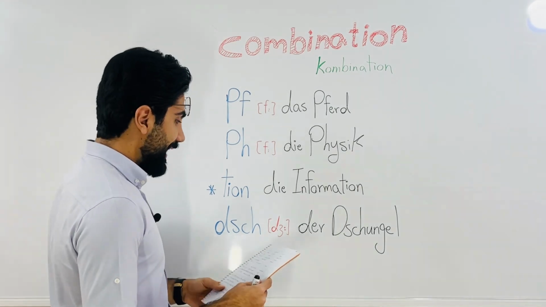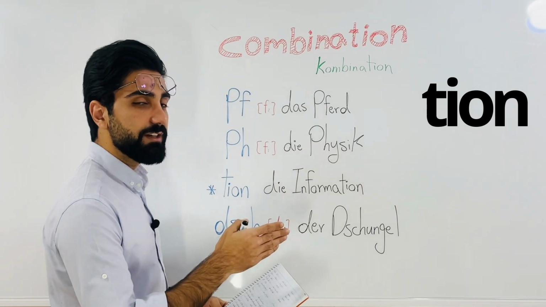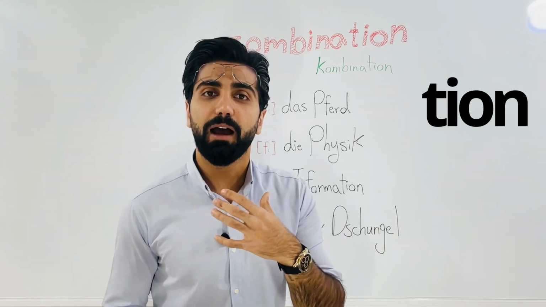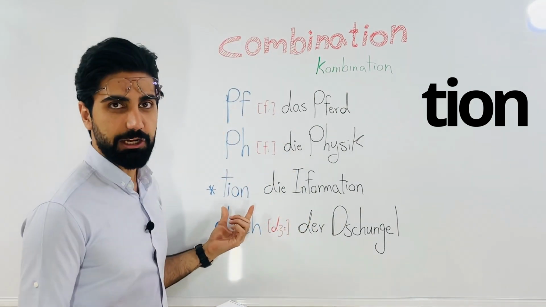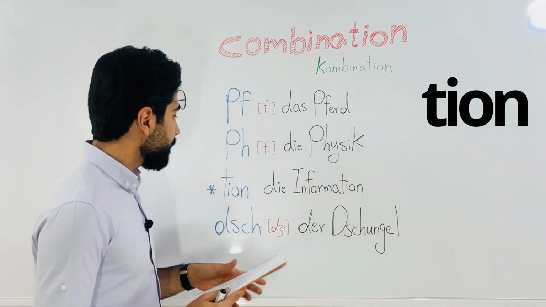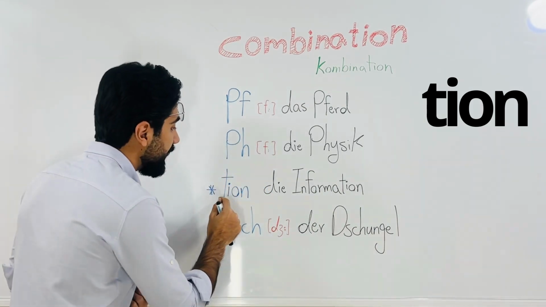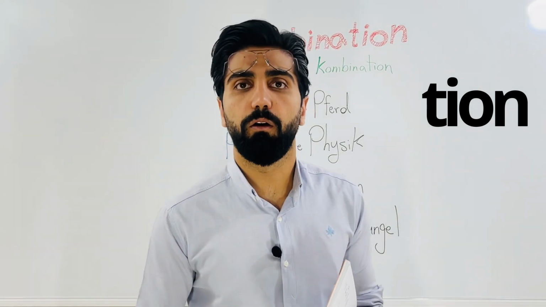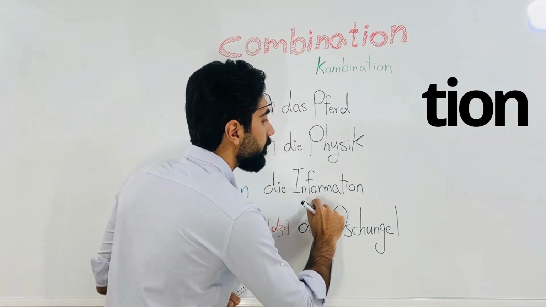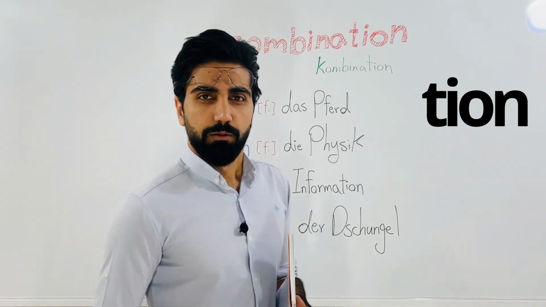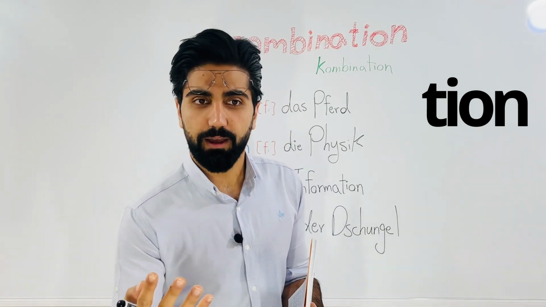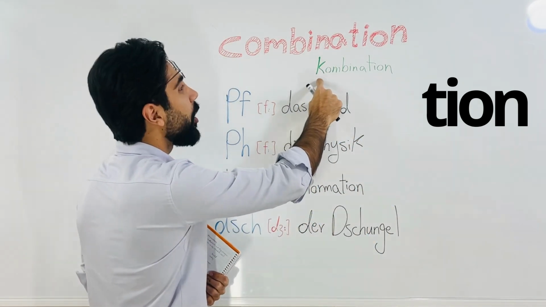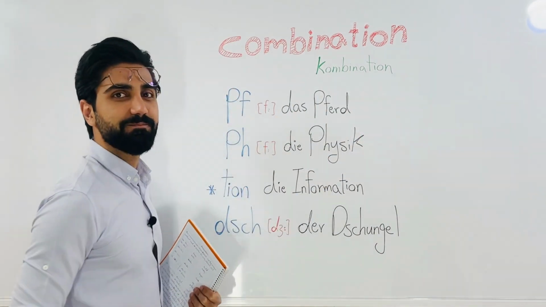And here we have another combination, T-I-O-N. Actually, it's my own combination, you can't find it in a valid dictionary, but it's necessary to know. The combination T-I-O-N should be pronounced like Zion. Die Information. We don't say anymore information. Die Information. Die Kombination. Here we have it.